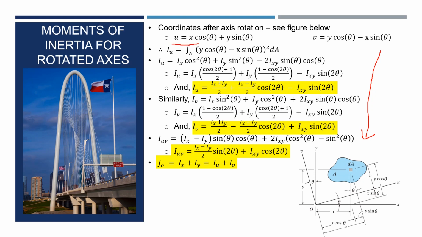That u is x cosine theta plus y sine theta. V is y cosine theta minus x sine theta. And we can see that. So here's the x coordinate. Here's theta. So x cosine theta gets us, here's the element. Here's the right triangle that we do. So x cosine theta gets us to here, right there.